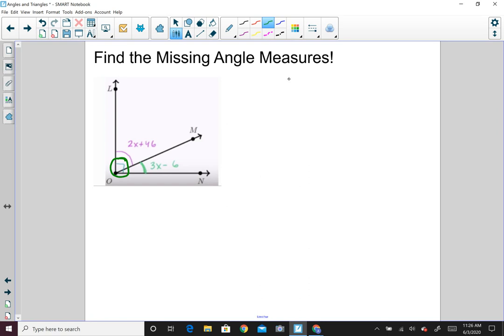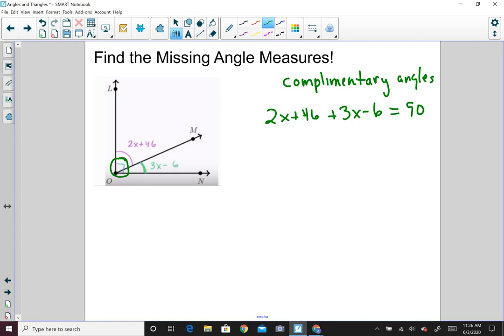That's complementary. I know complementary angles make 90 degrees. So my equation is 2x plus 46 plus 3x minus 6 equals 90. Combine my like terms on the left. That gives me 5x. And I get a positive 46 minus 6. That makes positive 40. And that has to equal 90.